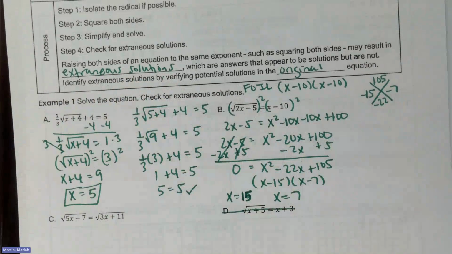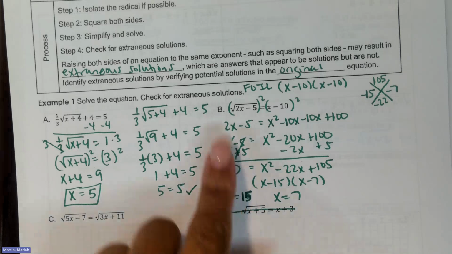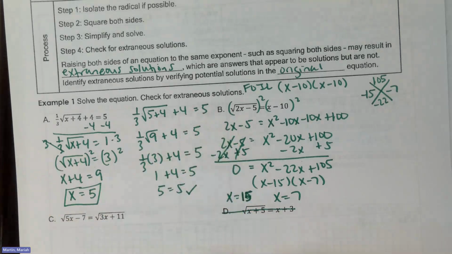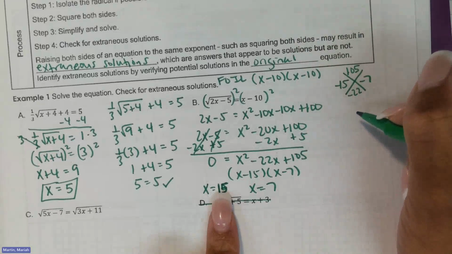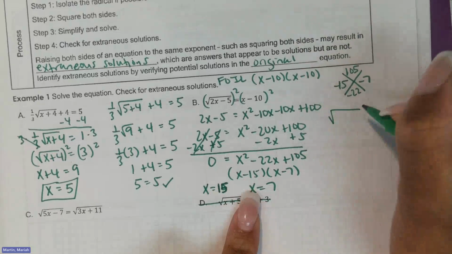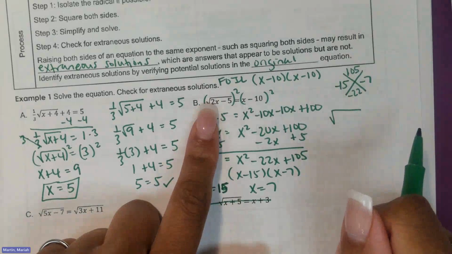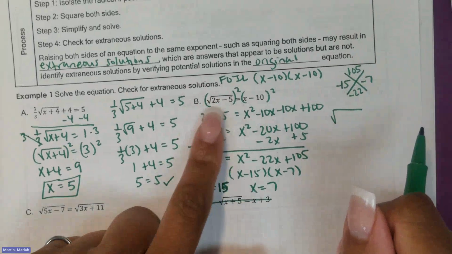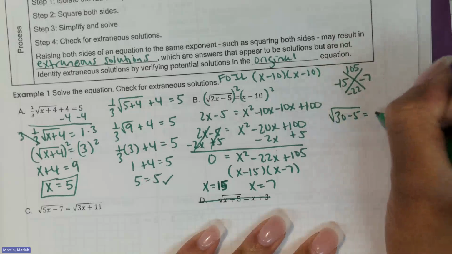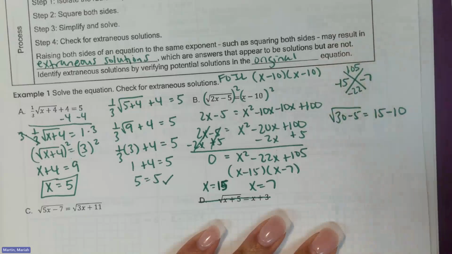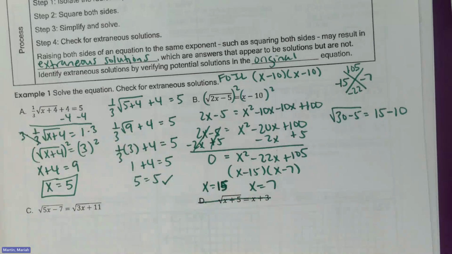So now that I've done that, the goal is to check for extraneous solutions. We're going to plug in 15 and we're going to plug in 7 into our original equation. So I'm going to skip a little bit of steps based on the room that I may have. So to check for 15, we have the square root of 15 times 2, which is 30. So 30 minus 5 equals 15 minus 10. Okay, we're checking to see if both sides are equal.